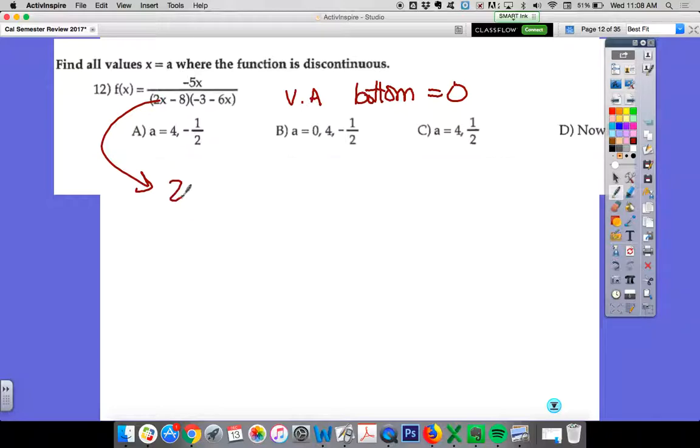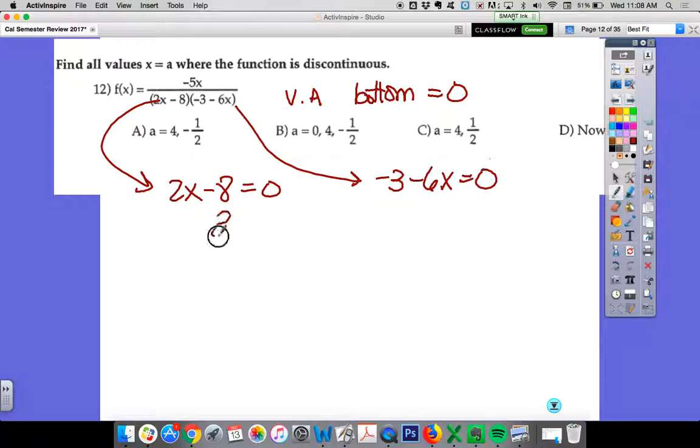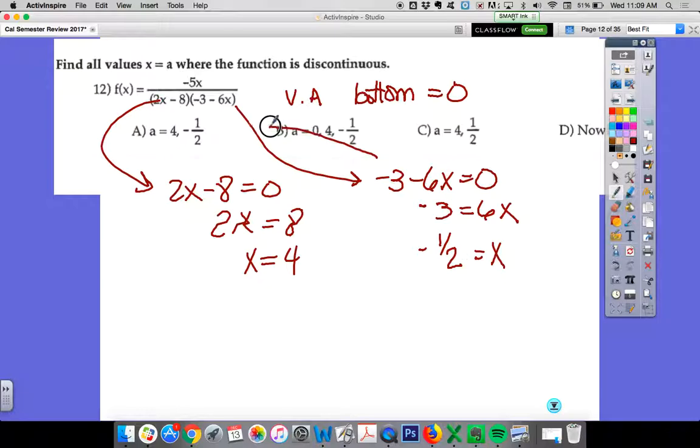You got this thing, 2x minus 8 equals 0, and then you got the other one, which is negative 3 minus 6x equals 0. We need to solve them both out. 8 equal to 2x, which is 4. Right. And then 3 equals 6x, which is a negative 1. Okay, now make sure we get our signs right, because the 6x goes over, it's positive. So that's x is negative 1/2. Okay, and it's just those two. So don't let this one in the middle with the 3 answers throw you. There's only 2 things in the bottom, so there's 2 places where it's broken.